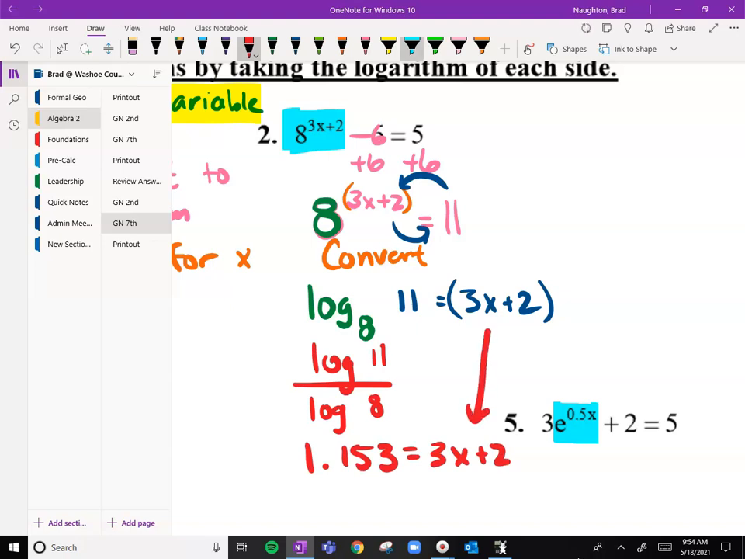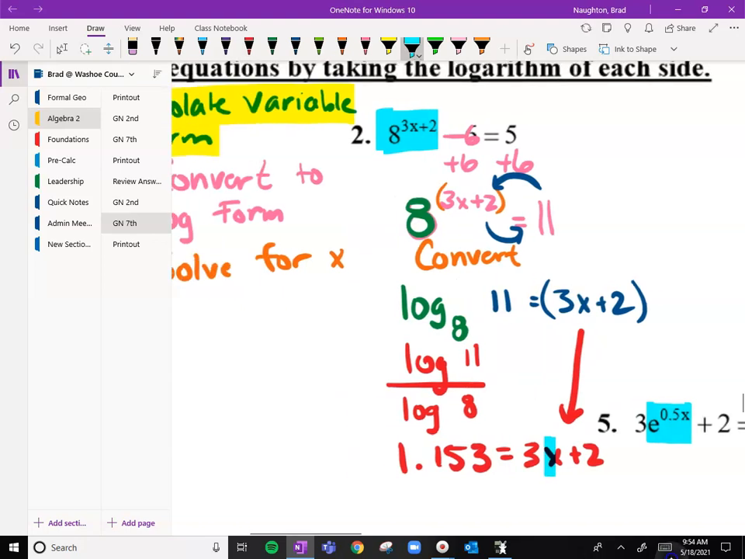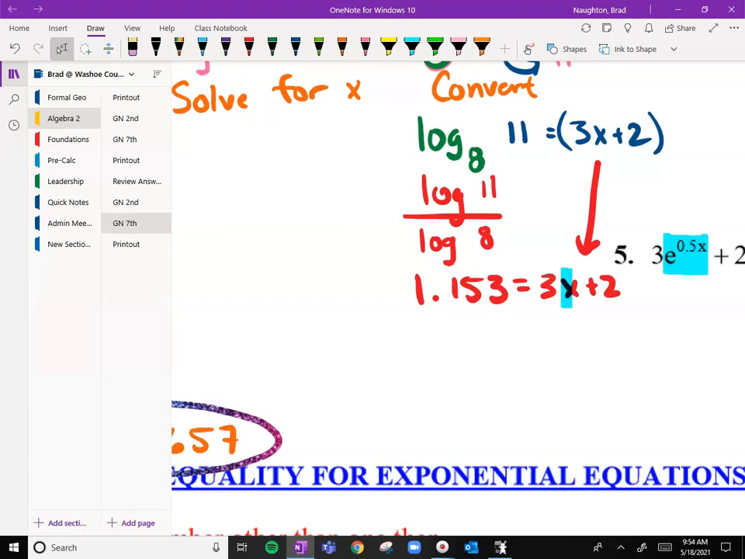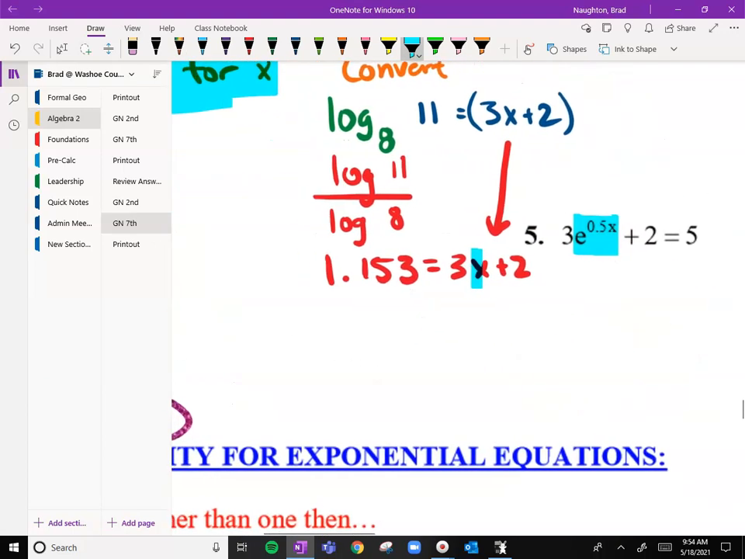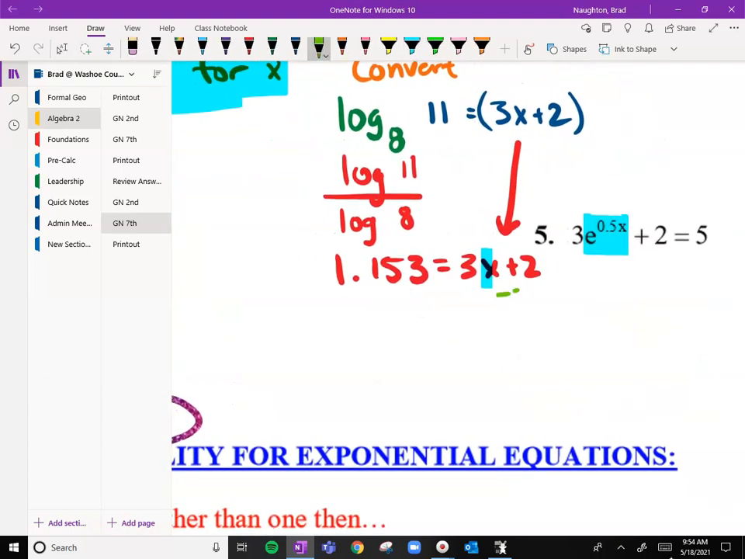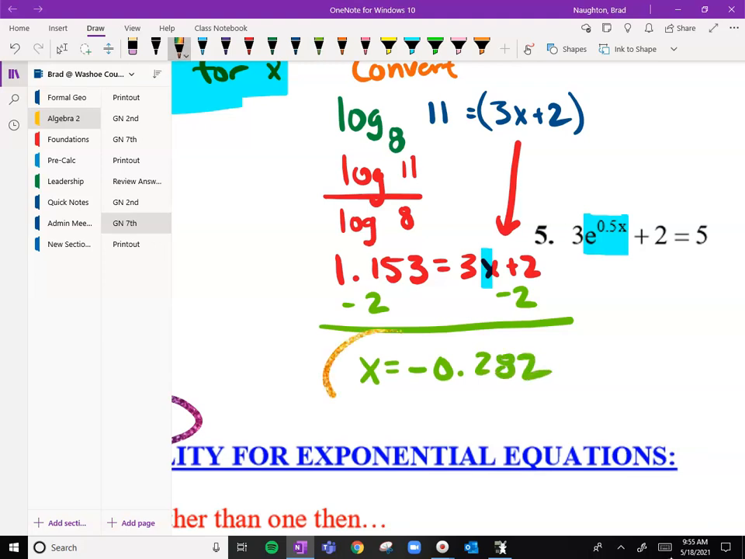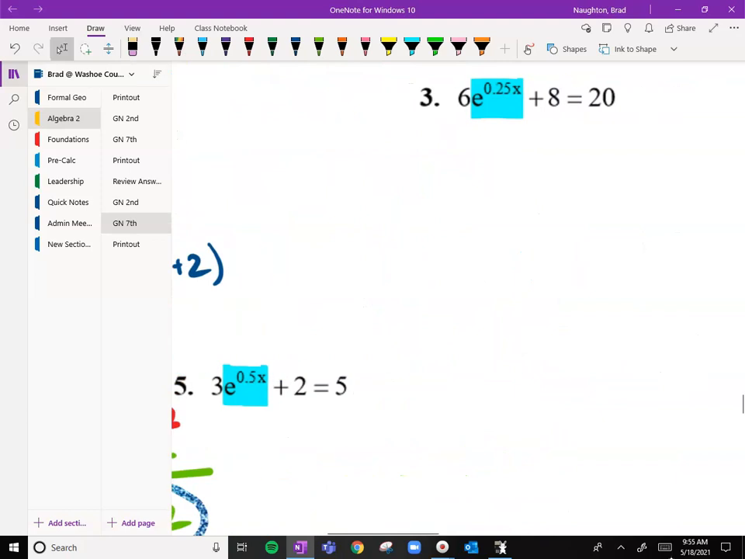So now we're just going to solve for x, because remember, step 3 was continue to solve here for x. So we're going to continue to solve for x. So we're going to minus 2, okay? And then eventually we're going to divide by 3. And so x is going to be equal to a negative 0.282. That's our answer for that one. Nice and easy peasy lemon squeezy. So again, the key is getting that variable term by itself.